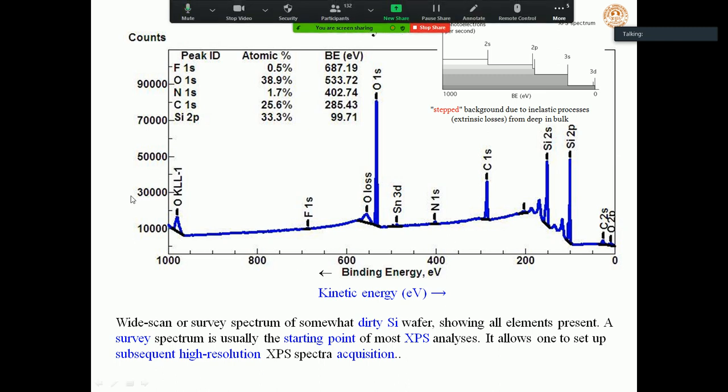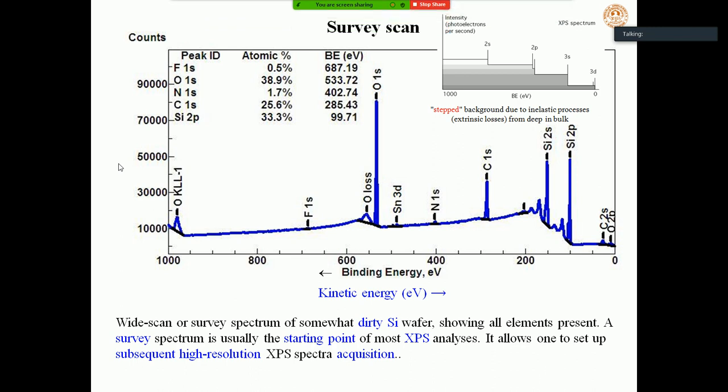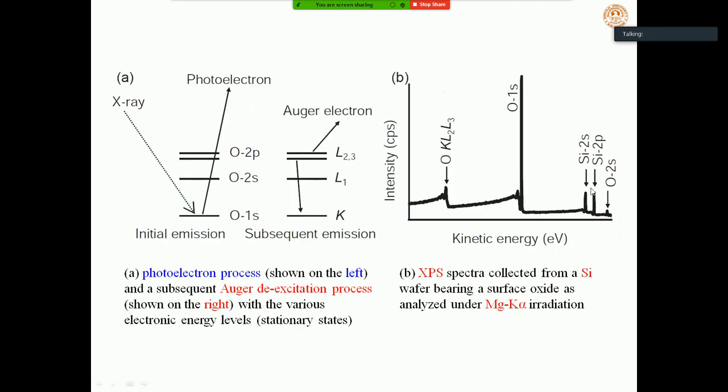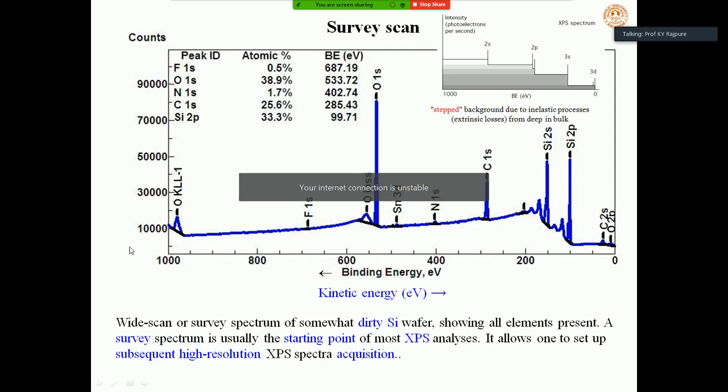This is the wide scan or survey scan spectrum of dirty silicon. As I said, this is relatively good silicon, only a silicon oxide layer is there, only a few peaks, 1, 2, 3, 4, 5, 6. But in dirty silicon, there are many peaks, where we have impurities like nitrogen and carbon, and corresponding peaks are there.